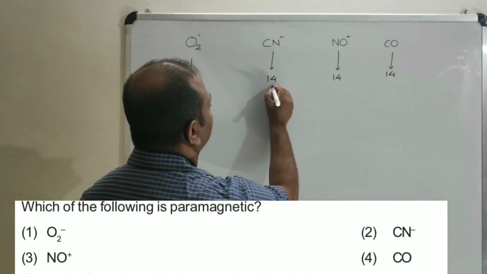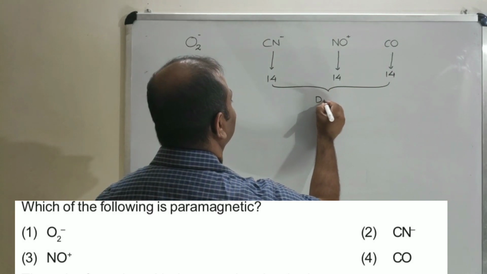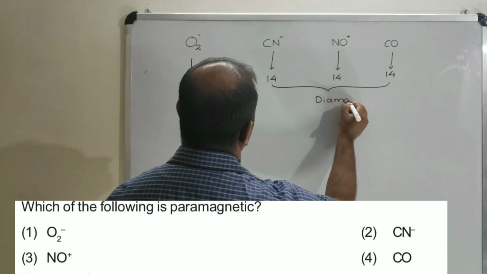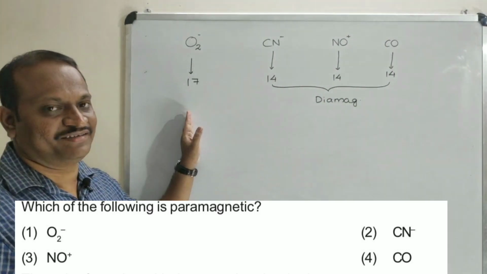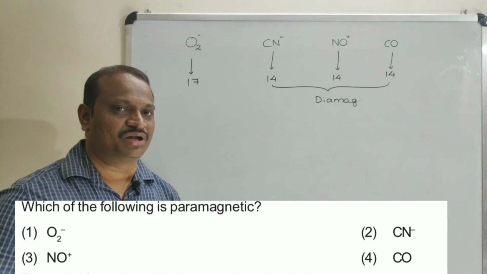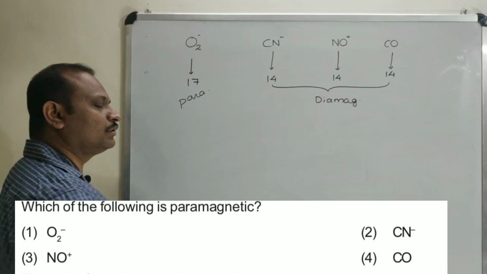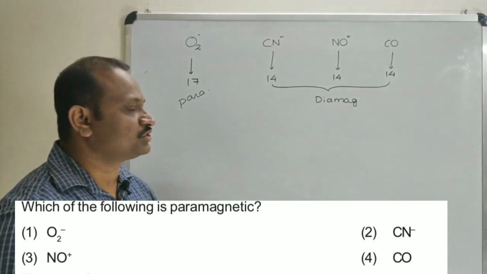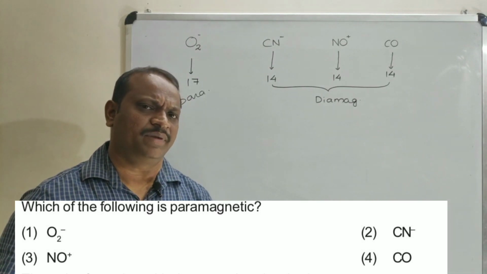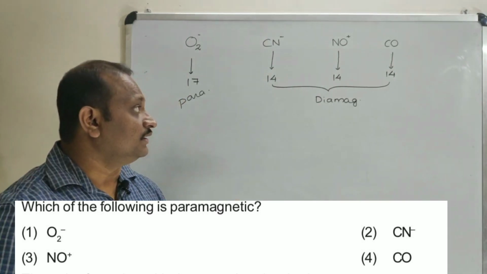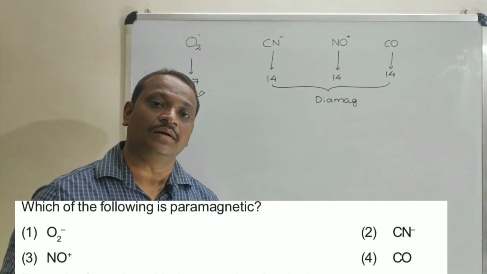So what about these compounds? These compounds are definitely diamagnetic because they do not contain any unpaired electron. But this compound contains one unpaired electron, and this compound is paramagnetic. Normally, what do you do? You write the electronic configuration to find the magnetic moment. But that's not required. By seeing the number of electrons, we can predict whether the molecule is paramagnetic or diamagnetic.